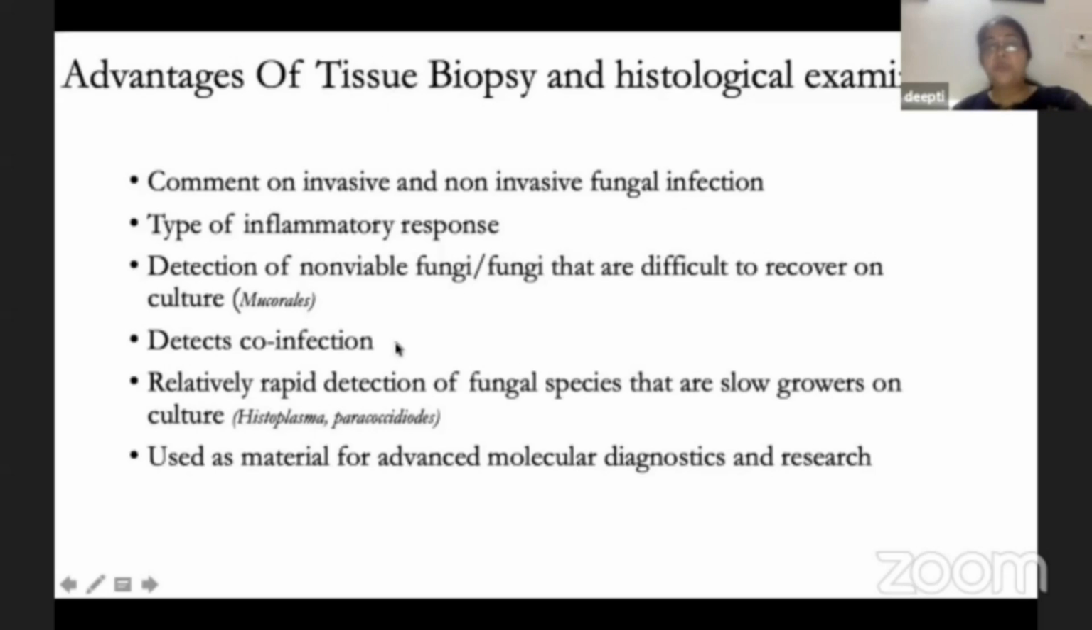This is a tissue biopsy from a nasal polyp, as was shown in yesterday's class, a case of co-infection, and you can see this is Aspergillus and this is mucor. Another example is Rhinosporidium: you see the epithelial lining, and there you see sporangia and so many spores of Rhinosporidium.